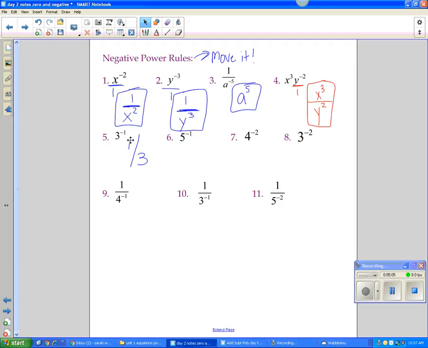Number 6, Ethan G., what are you getting for your answer? 1/5. Okay, he just typed it in his calculator. Number 7, Chuck, what you got? Good, thank you. People should be working these on their own. I appreciate that. Good, 1/16. Ethan H., number 8. Very good.